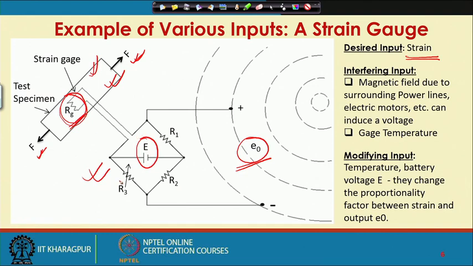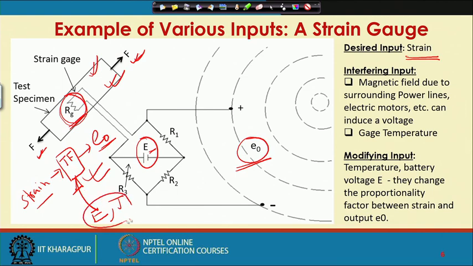The proportionality factor that exists between the strain and the output. So, strain is input and output is this output voltage E0. If I say there is a transfer function for this instrument which relates strain and this output voltage, this transfer function will involve the battery voltage E as well as temperature. So, this may be an equation which will involve the battery voltage E and the temperature T. Any change in battery voltage, any change in temperature will also change E0, the output of the strain gauge. So, the temperature and battery voltage are the modifying inputs here.